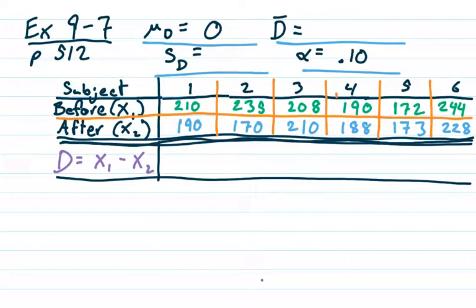And remember here we calculate d by doing x1 minus x2. That's the difference between the before and the after. Notice here we're looking at the negative change.